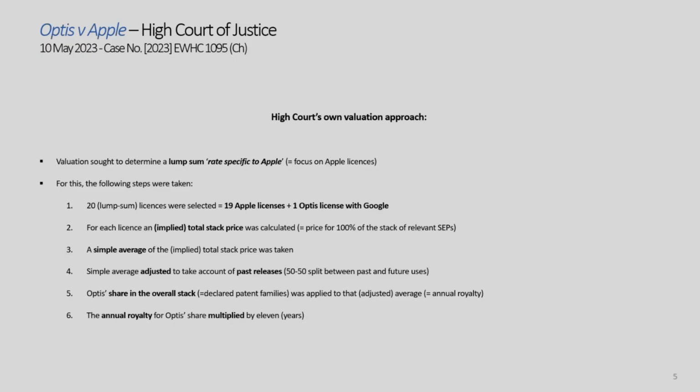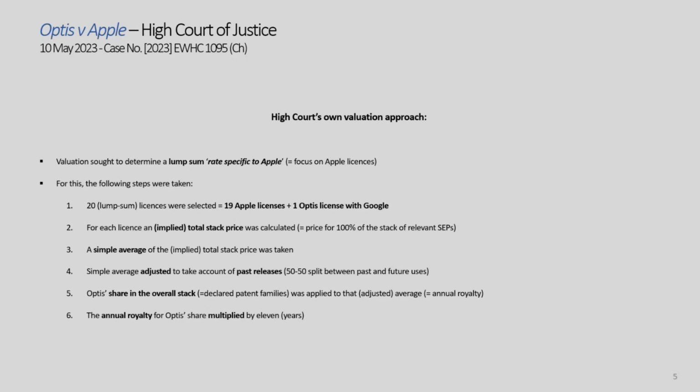And given that, we will see that the focus was placed on comparable agreements actually entered into by Apple and not comparable agreements which Optis had signed. So in a nutshell, what the court did here was to consider 20 lump sum agreements, 19 of which were agreements which Apple had signed. There was only one agreement which Optis had signed, and it was a license with Google.